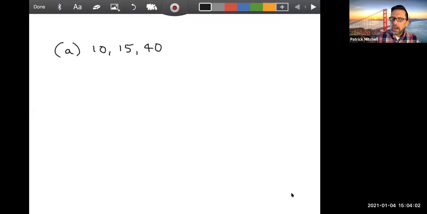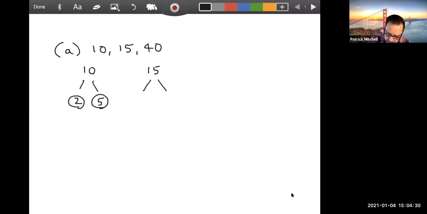It's working. All right, so this is part A of the find the greatest common factor example. So here's how I do that. I'm going to take each of these numbers and find their prime factorization. So for 10, that's just 2 times 5. And since 2 and 5 are both prime numbers, I'm going to circle them. I'm done with 10. 15, I'm going to do the same thing. 15 is 3 times 5.